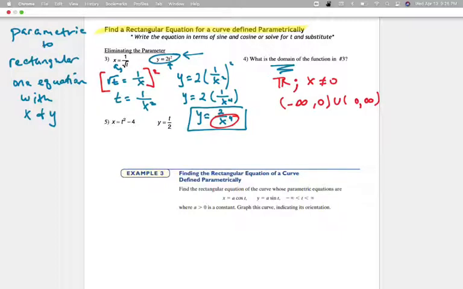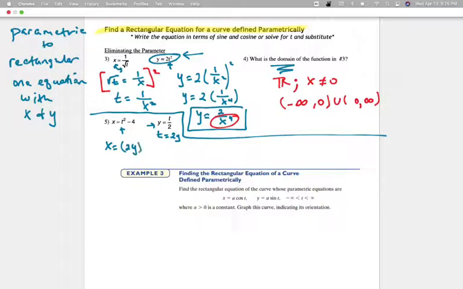On the next one, we have these two parametric equations. I'm going to solve this one for t because it's easier. So t equals 2 times y. And then I'm going to plug that in for t here, so it'll be x equals 2y squared minus 4.